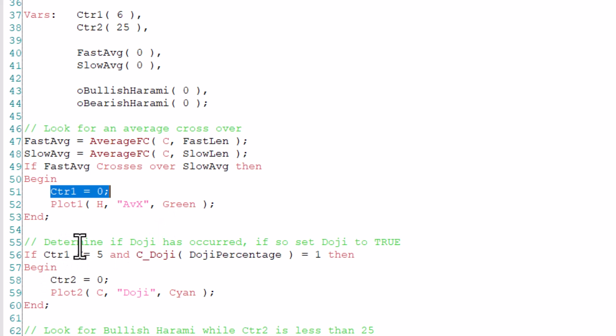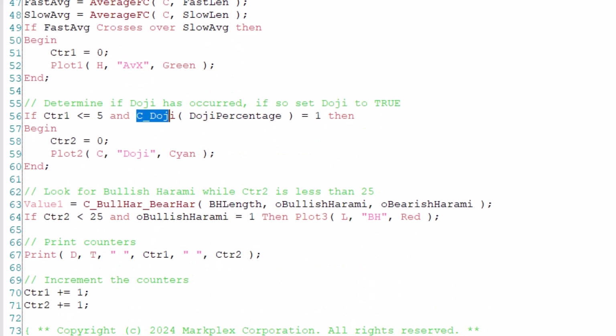Then if a doji occurs, and the counter has to be less than or equal to 5, using the standard function here, then we reset counter 2. We also do a dot. So it's a green dot for the cross of the moving average, cyan dot for the doji. And then we're looking for our bearish harami. So we're now looking at counter 2, which of course is incrementing every bar.